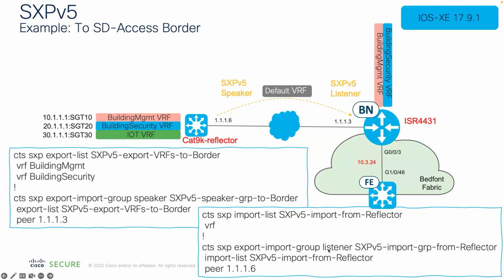And then we have an export-import group on the listener side, and we're just tying that import list to the peer, which is the Cat9K reflector in this case. So this is the real power of SXP version 5. You only need one SXP connection now, instead of 10 in the example previously, for 10 different VRFs. And you can manipulate what mappings you send and what mappings you receive. So that's what SXPv5 is all about, and it is available today in the routers, the Cat9Ks, and the 9800 with release 17.9.1.